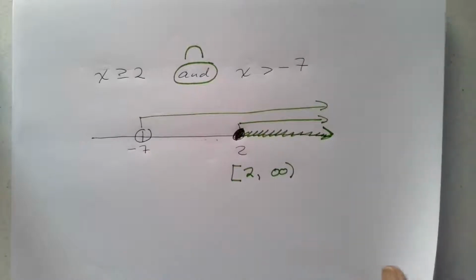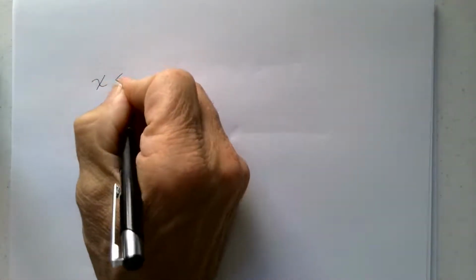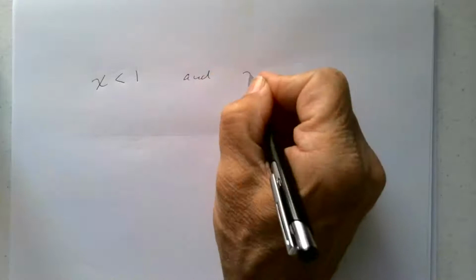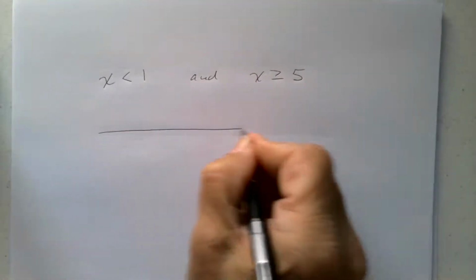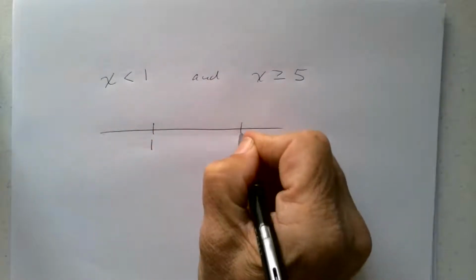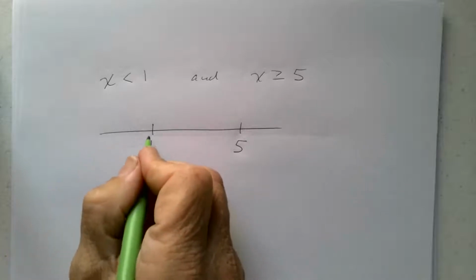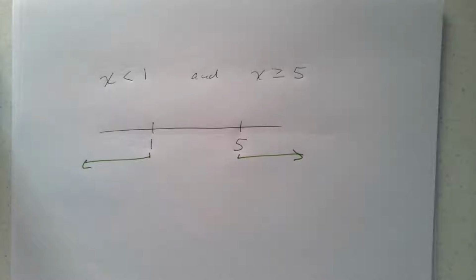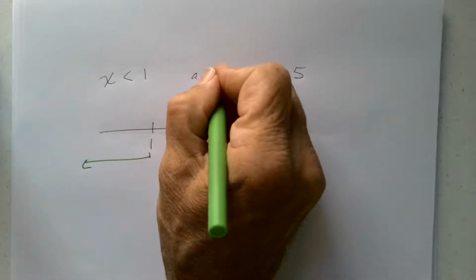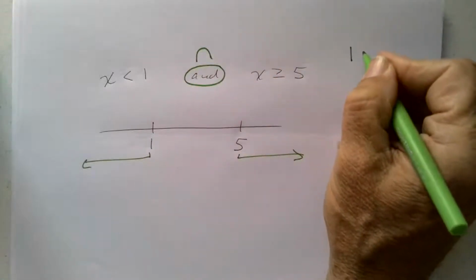You can also have a situation like this, where I say x is less than 1 and x is greater than or equal to 5. And you can see 1 is here, 5 is here. Less than 1 would shade this way. Greater than or equal to 5 would shade that way. And means it's got to be in both sets simultaneously. Intersection, again, intersection of two streets.